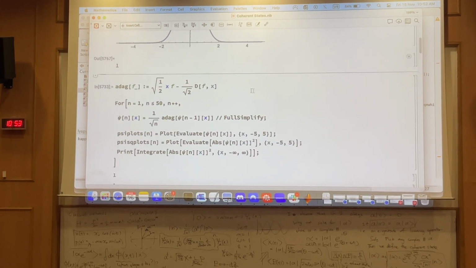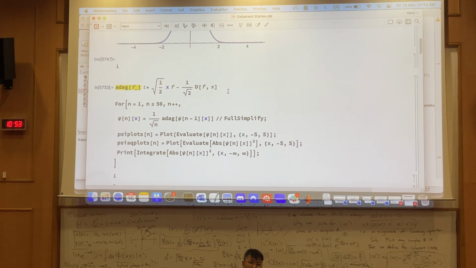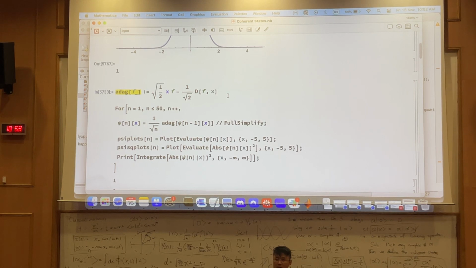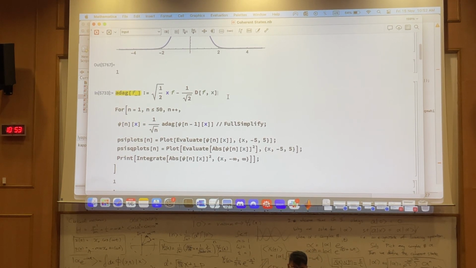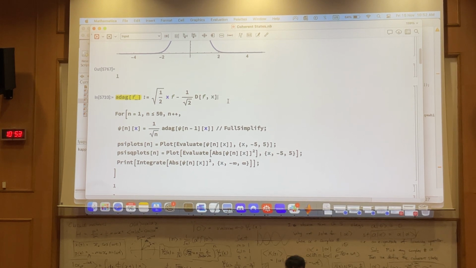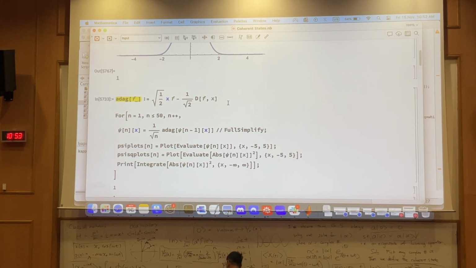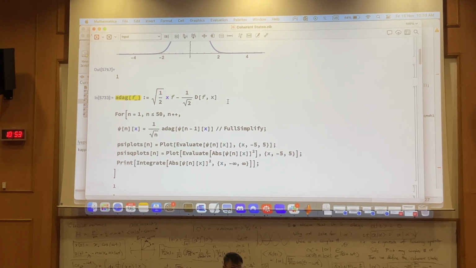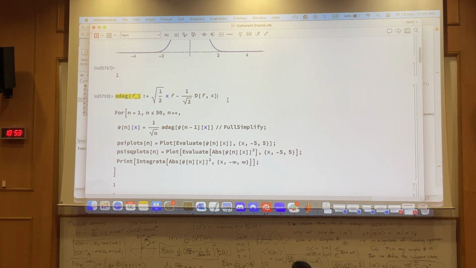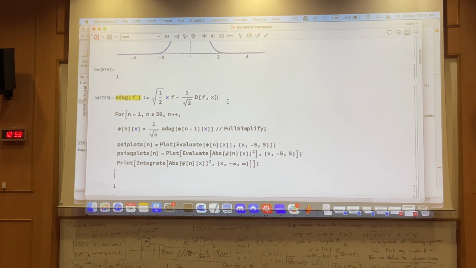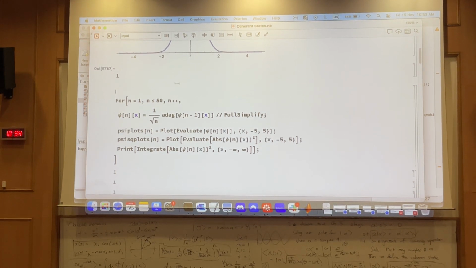Okay, now I'm going to define a dagger. For those of you who have some programming knowledge, what does it mean? It means this. It takes in a function f, it spits out a new function, which is just a sum of two new functions. 1 over square root 2 times x times f, and then minus, I think it's a minus, sorry, minus 1 over square root 2 d f of x. So that's just the symbolic way of differentiating. Let's just differentiate this. So if I define this function, so let me define it here.